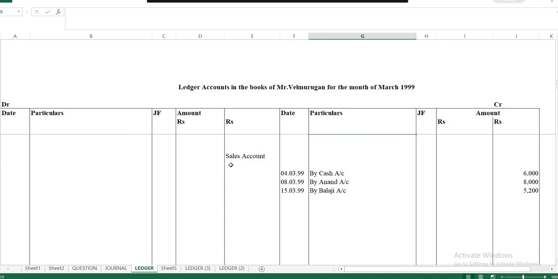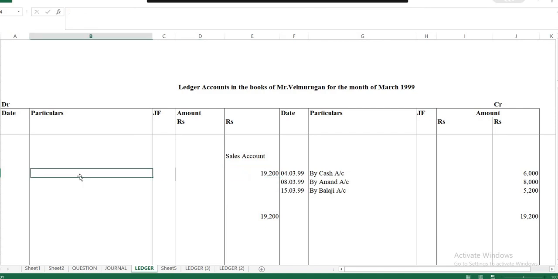The amounts are on this side, not on that side. So how much amount? 6,000 plus 8,000 plus 5,200, what does it come to? 19,200. So within lines you have to put 19,200 equally on both sides. Now, how much amount do I have to give up here? Only if I give 19,200 will this 19,200 come to me. So this 19,200 I have to give over here.